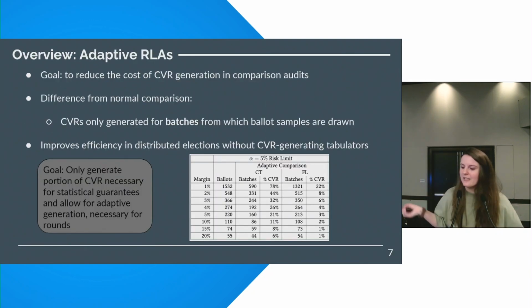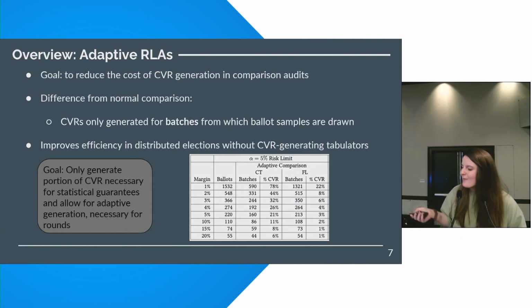Our proposed solution is called adaptive risk-limiting audits. As I said, the goal is to reduce the cost of CVR generation when you need to use transitive CVR production. The way this differs from normal comparison audits, that procedure I just described, is CVRs are only generated for specific batches rather than the entire election, and I'll get into that in a second. So, in other words, our goal is to only generate portions of the CVR necessary to get the statistical guarantee from an RLA, and allow for adaptive generation, which is necessary if we need to continue auditing after our first initial round. We found that it improves efficiency in distributed elections without CVR generating tabulators.